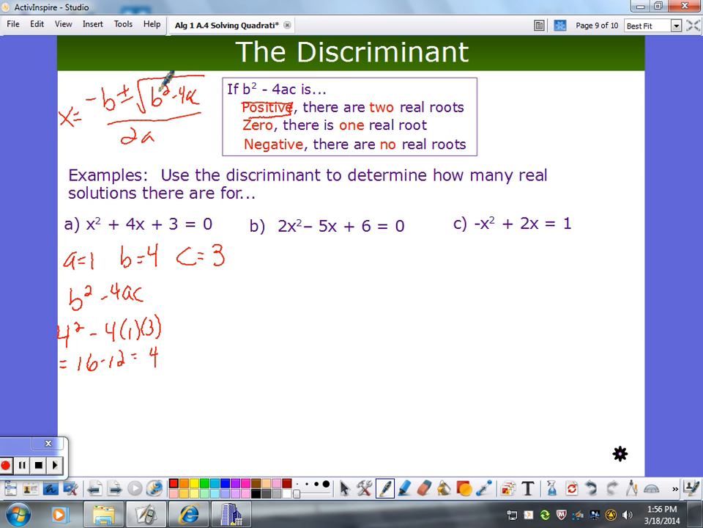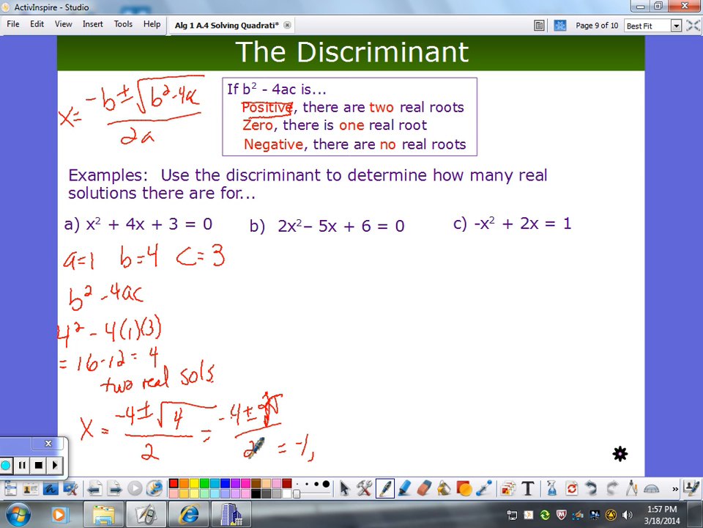This is a positive number under here. How many zeros is this going to have? 2. Two real solutions to that equation. What are they? Let's use the quadratic formula. Negative b plus or minus the square root of, I already did the heavy lifting here, that's 4, all over 2 times 1. The square root of 4 is 2, over 2. Negative 4 plus 2 is negative 2, divided by 2. And then negative 4 minus 2 is negative 6 over 2, negative 3. So there are two real solutions and I found them.